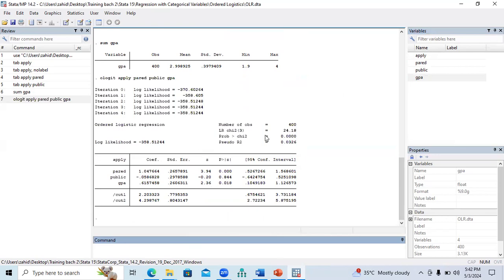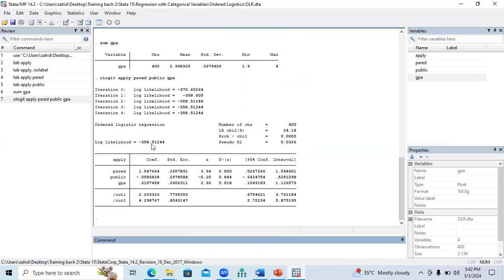So you can see here the log likelihood ratio chi-square is 24.18 and it is statistically significant. Your R square is approximately 3.2%. The parent education is positive and statistically significant with your dependent variable. Your public institution is negatively influencing, but it is not statistically significant. Then GPA score is also positively influencing your likelihood to apply, and it is statistically significant.